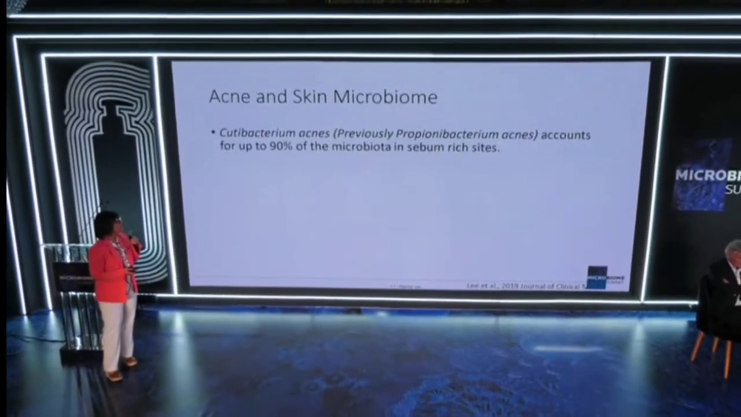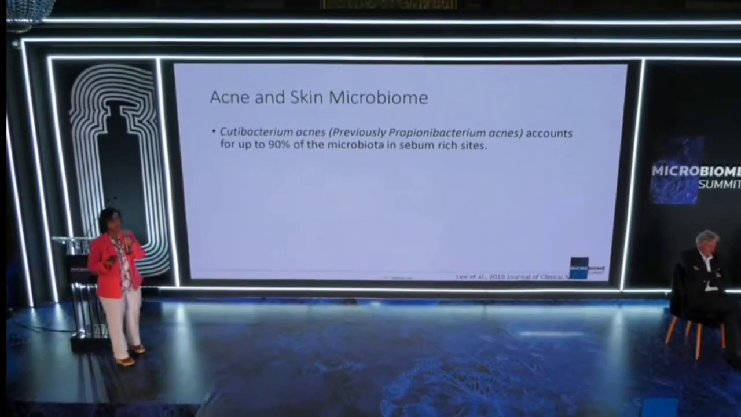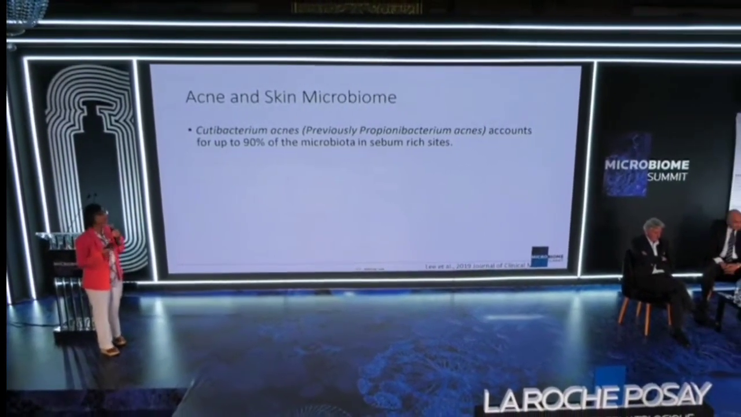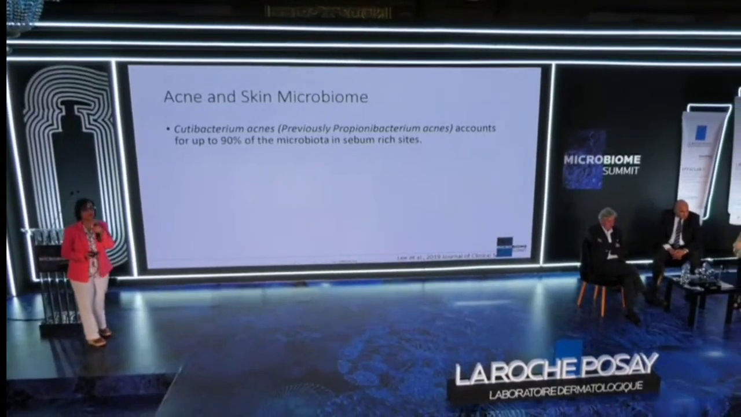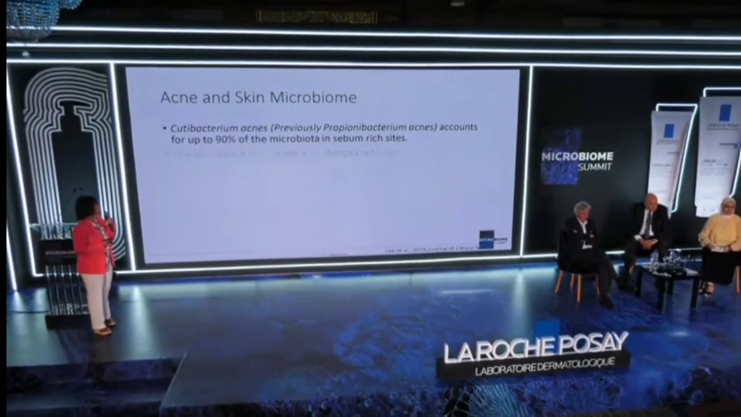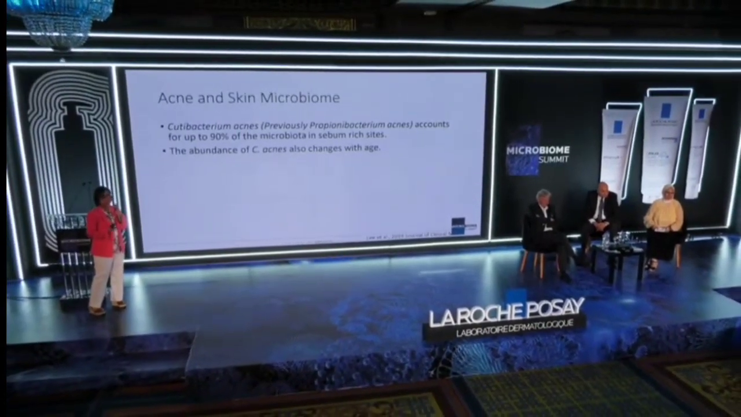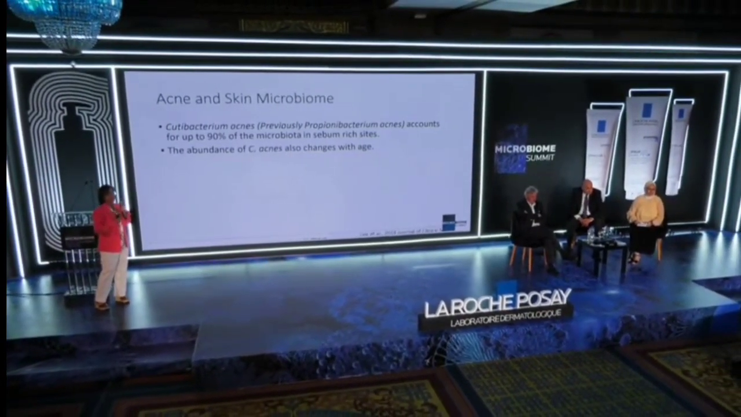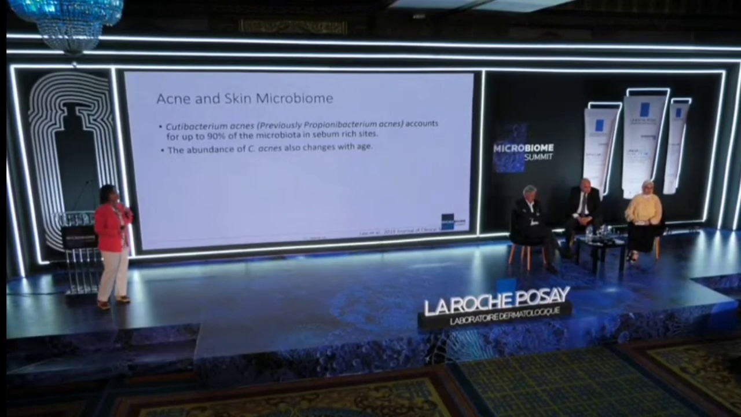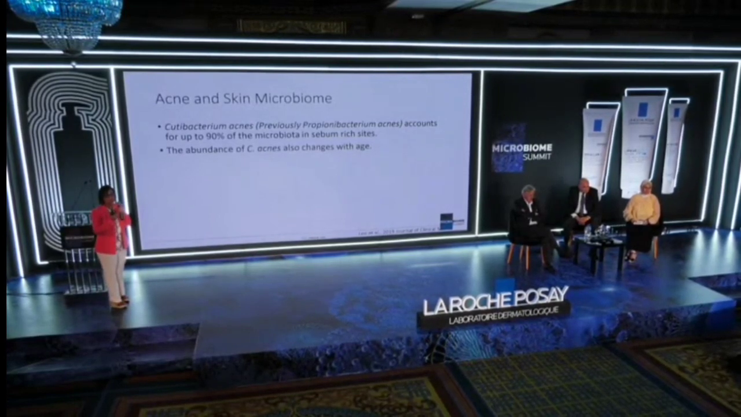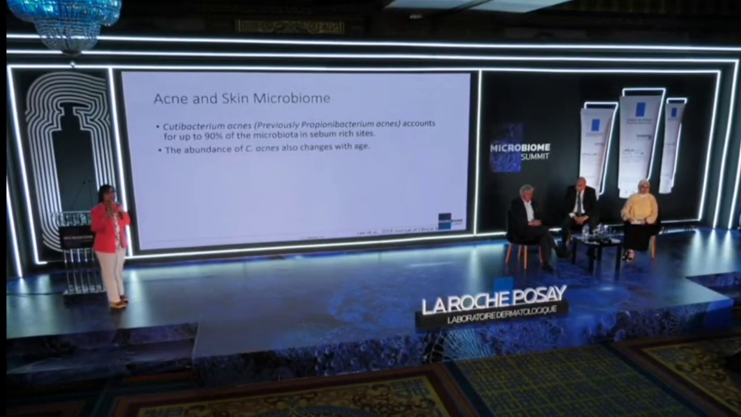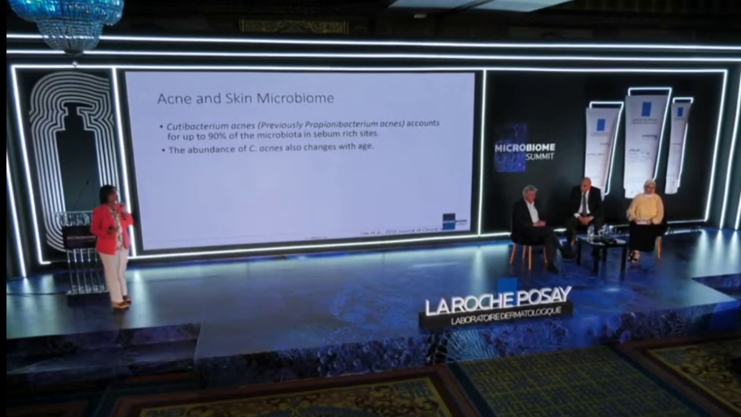So, Cutibacterium acnes, previously known as Propionibacterium acnes, accounts for up to 90% of the microbiota in sebum-rich sites. And the abundance of Cutibacterium acnes also changes with age, being very low in children, becoming the highest during puberty and adolescent life, and then decreasing gradually until the age of 50, where they disappear or become very little.